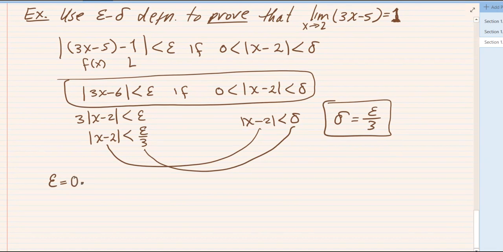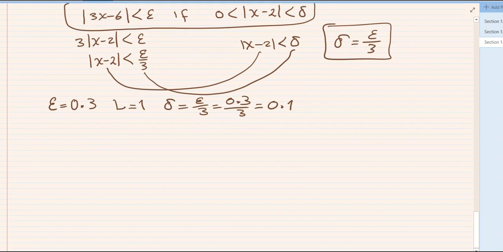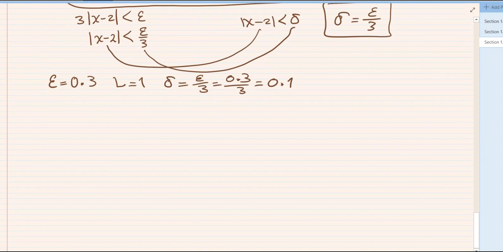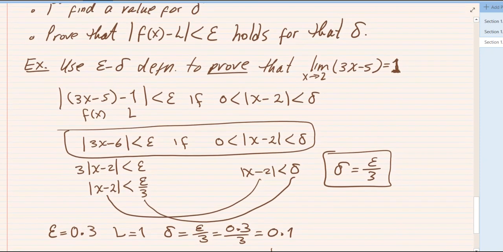So delta works out nicely. If I want to be within 0.3 of the limit, which is 1, we just found that delta must be epsilon over 3, and that is 0.3 divided by 3. Okay, I need to be within 0.1. Let's see if we can verify this. So without going to decimals now, I'm just going to do this so it will go a little quicker. The function is what? 3x minus 5.